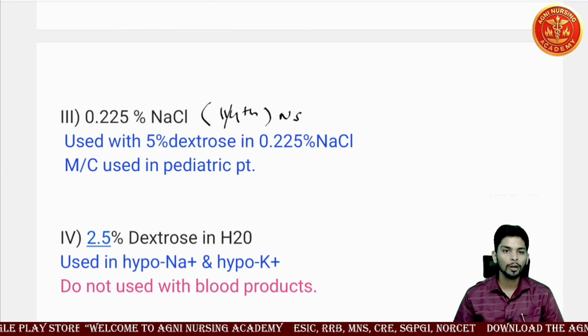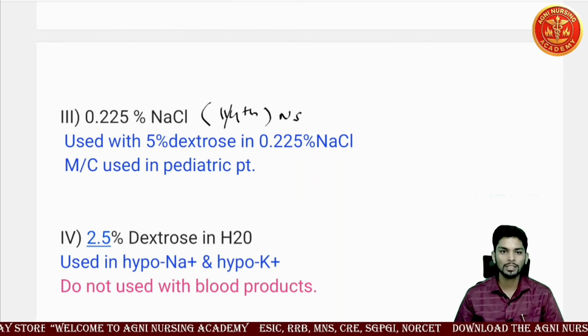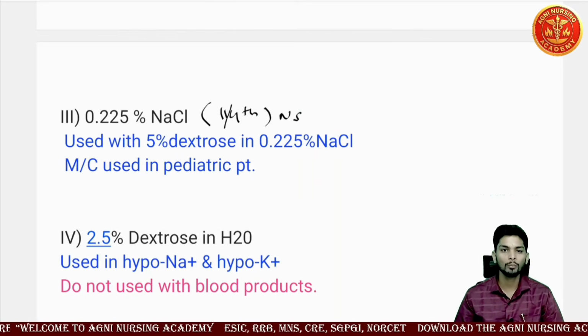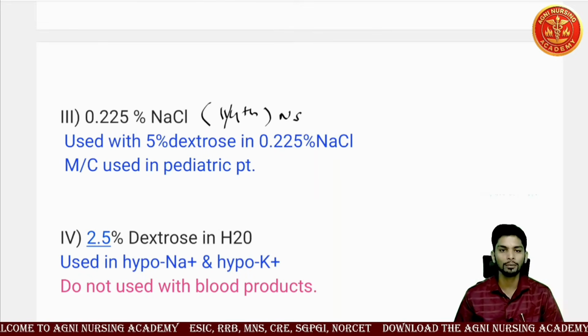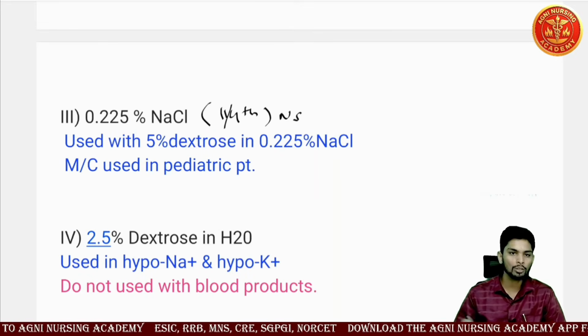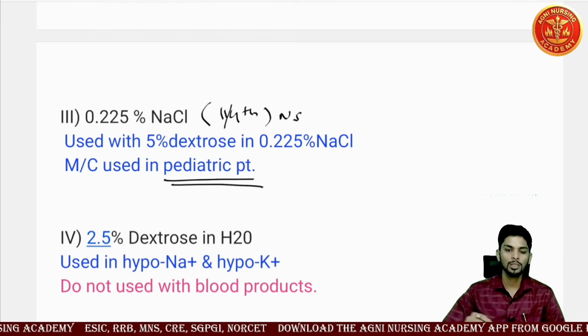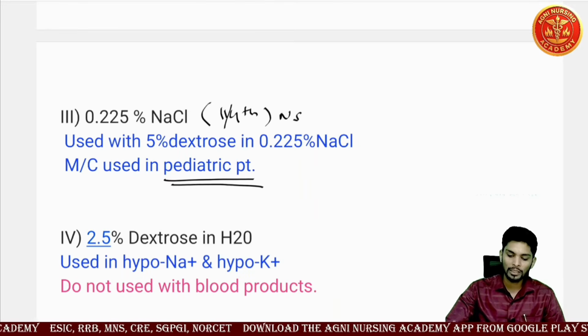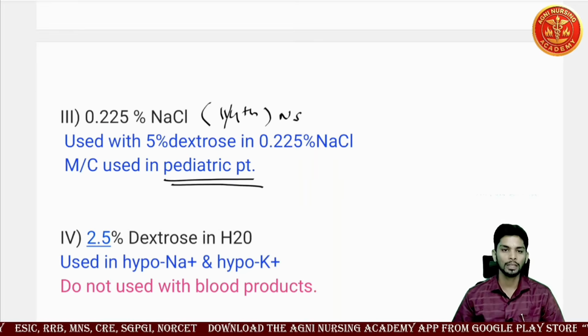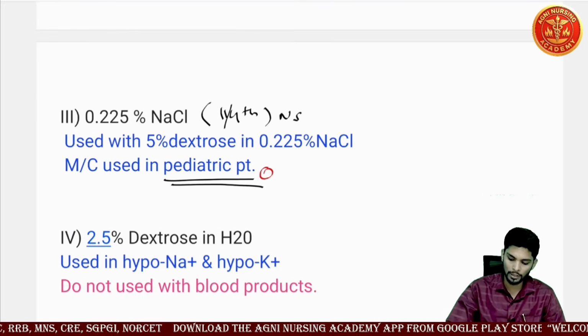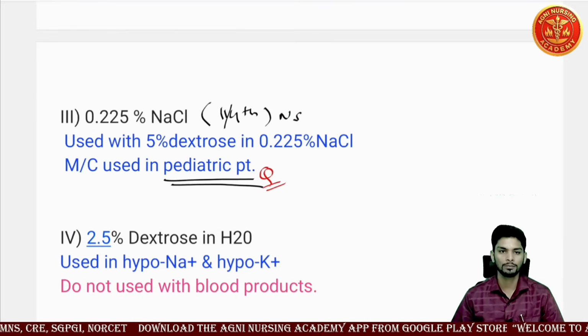This 0.225% normal saline is used with 5% dextrose in 0.225% normal saline, most commonly and preferably in pediatric patients. So this one is again an exam question.